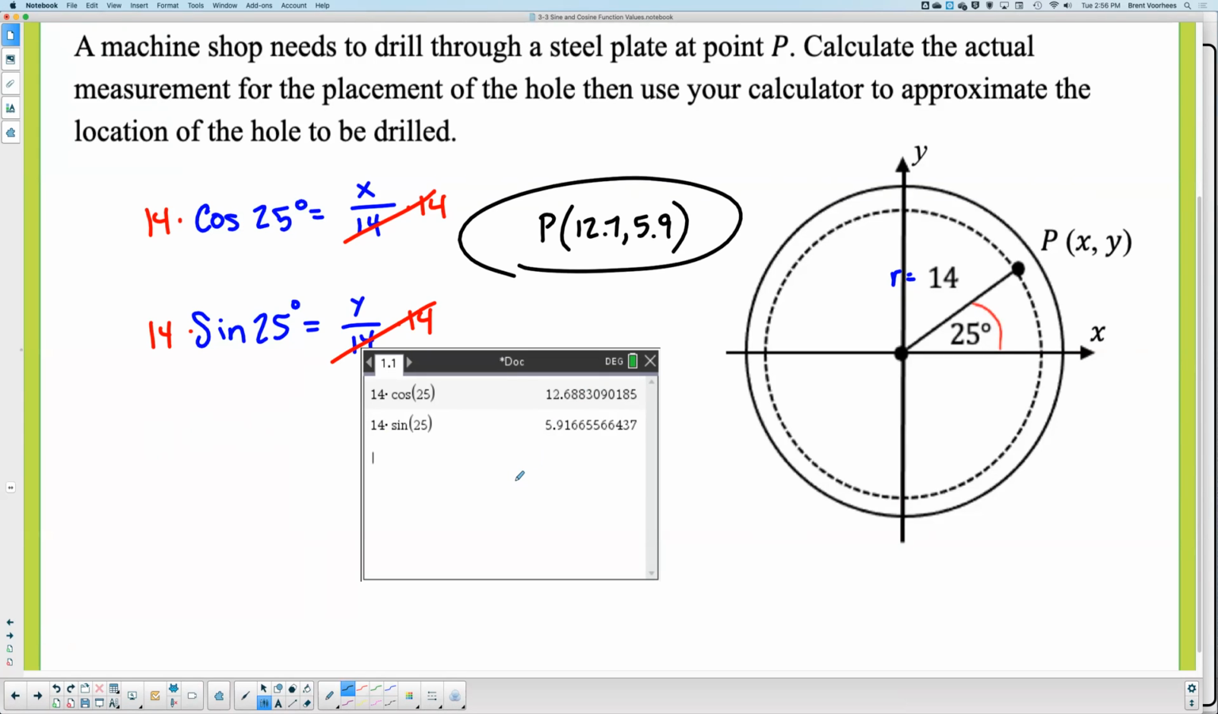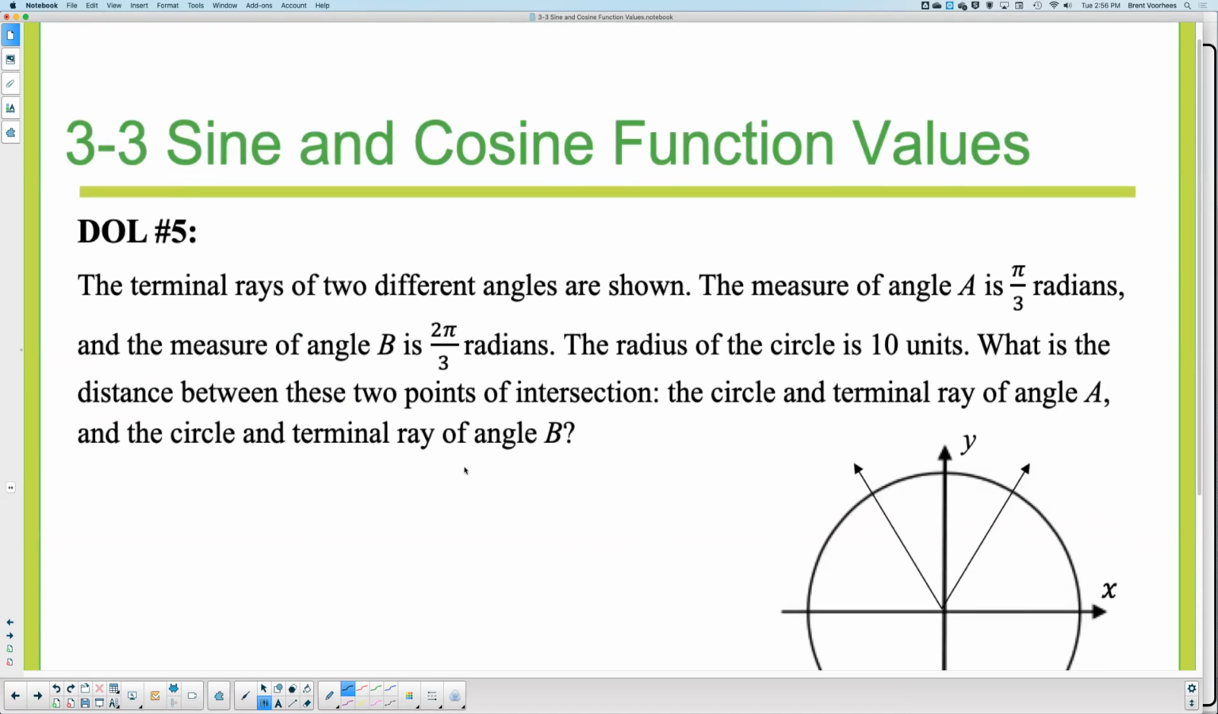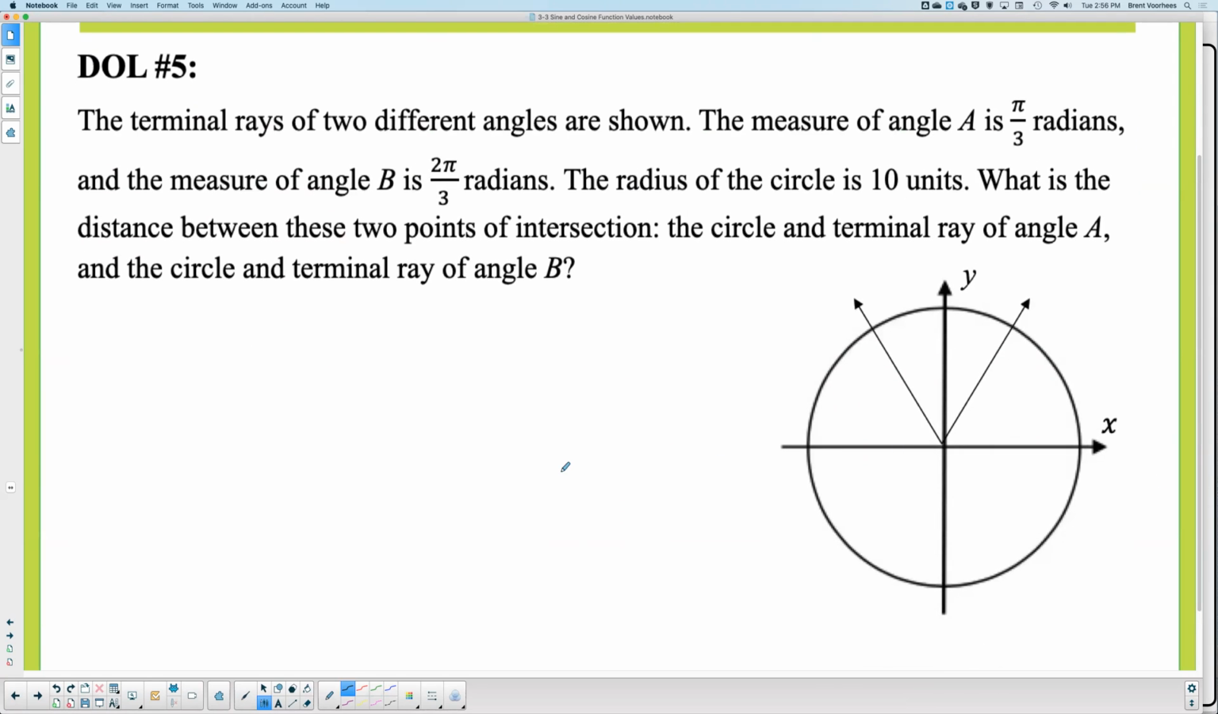Okay, now I have one more DOL for you. All right, so as you look at this problem here, DOL number 5, I'll let you work on this. And just for the sake of your drawing, this angle right here represents pi over 3, in case you want to use your fingers. And this angle over here represents 2 pi over 3. You can use a unit circle, or you can use your fingers to help get you the answers. Pay attention to which quadrants you're in and what the values should be.